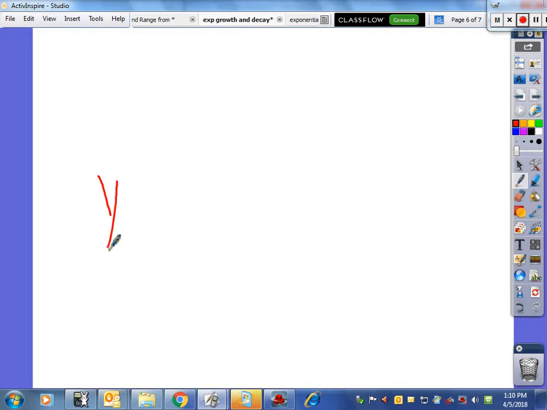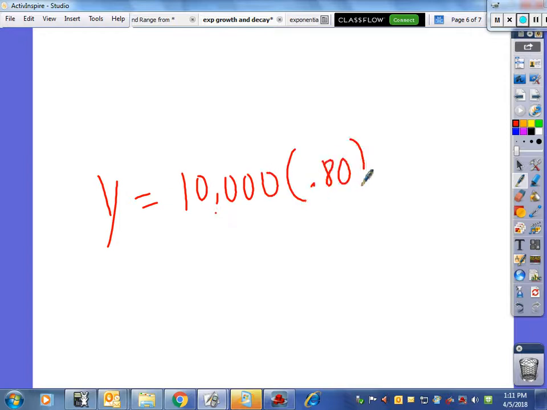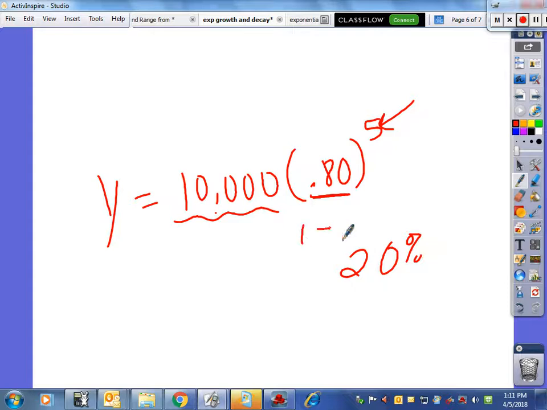Okay, look at this problem. Y equals. Do you think this is growth or decay? Decay, because if this is less than 1, it's decay. If it's bigger than 1, it's growth. What's the initial amount I started with? $10,000. How many years am I tracking this value? 5 years. Can you tell what the percent of decrease? It's not 2%. It's a 20% decrease because 1 minus 0.2 is how you get 0.8.